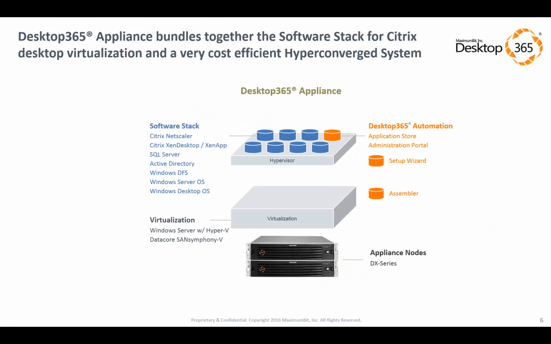And then comes, on the top of hypervisor, the software stack, standard sort of Citrix NetScaler, XenDesktop, XenApp. Currently we're using 7.6 as a production version. Typically we're sort of on N-1, so that we have a stable upfront product, and then Microsoft SQL Server, Active Directory, DFS, and then Windows Server, Windows Desktop OS as base images for the worker VMs.